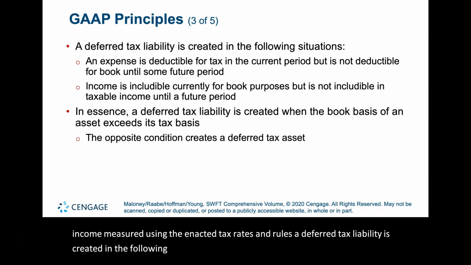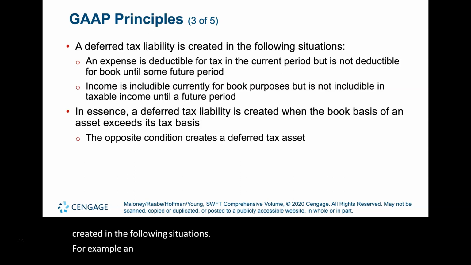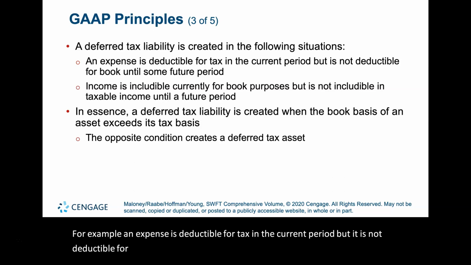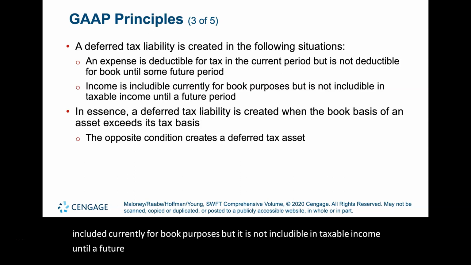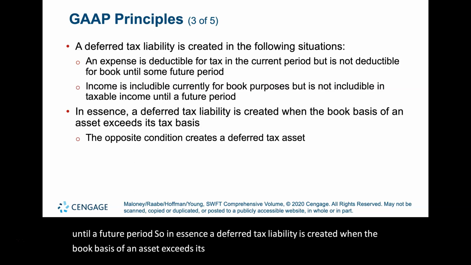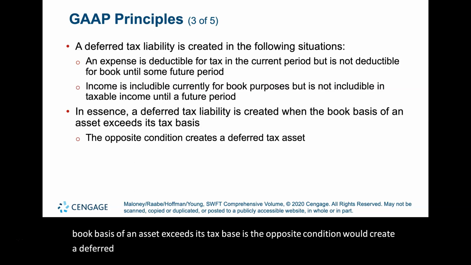For example, an expense is deductible for tax in the current period, but it is not deductible for book until some future period. Another example is income is included currently for book purposes, but it is not includable in taxable income until a future period. So in essence, a deferred tax liability is created when the book basis of an asset exceeds its tax basis. The opposite condition would create a deferred tax asset.